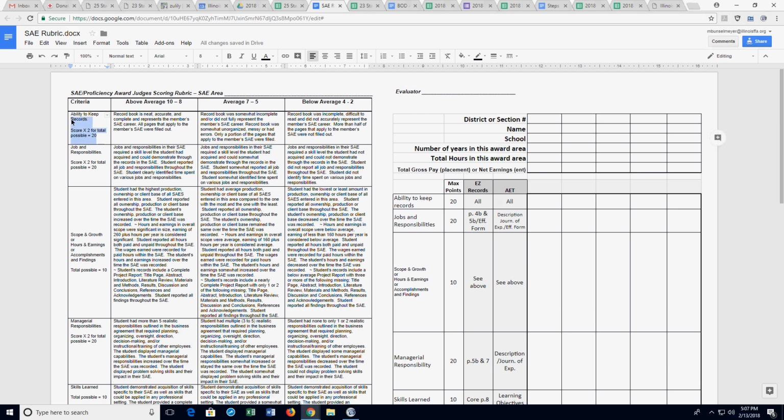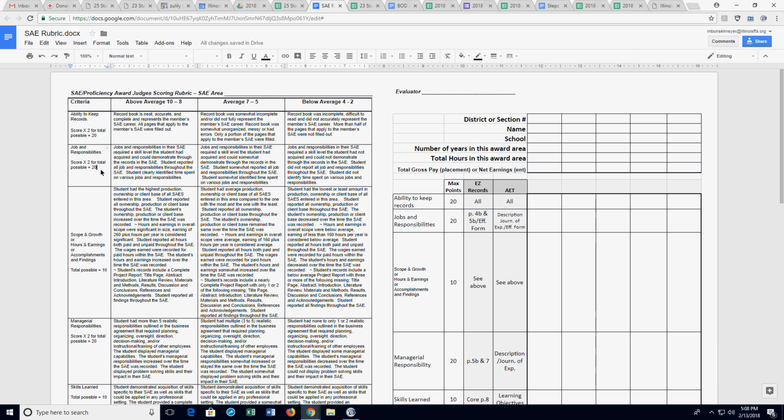The first one, ability to keep records. You're going to take a moment to read through how a student scores in each one of the areas, above average, average, and below average. Once you've determined where the student falls in the range of scores, then you're going to take that score, multiply it times 2, and that gives you the total amount that that student would score in that area. Then you will place that score under the appropriate student's name in the row Ability to Keep Records.